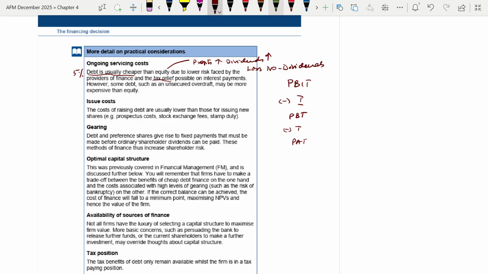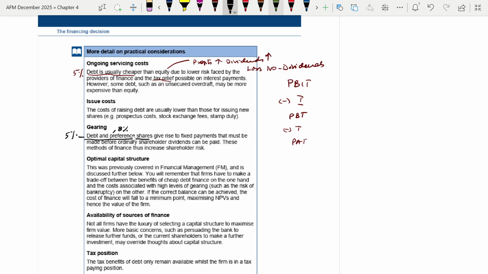Gearing. Debt and preference shares give rise to fixed payments, not equity. When they say preference shares, they will also prefix the preference shares at 8%. Debt is also, they say, going to be 5%. Cumulative preference shares, non-cumulative preference shares, all those things are a secondary thing. These payments must be made before the ordinary shareholder dividend is paid.